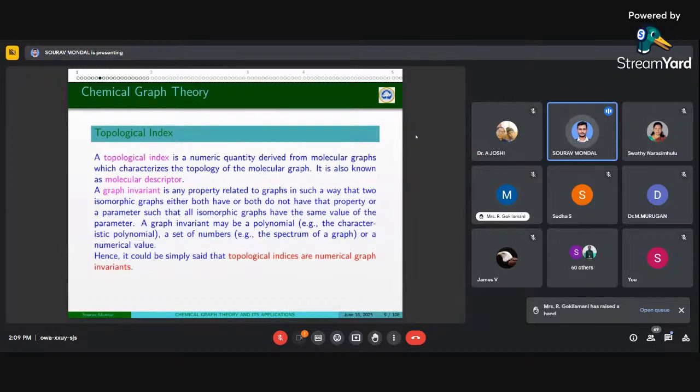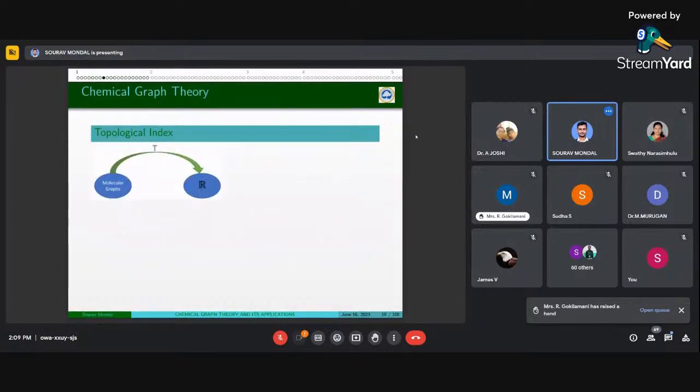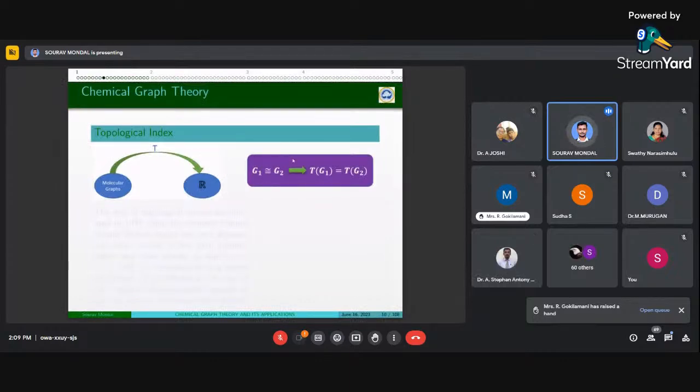So a topological index can be considered as a numerical graph invariant. It can be mathematically thought of as a function from the collection of all molecular graphs to the set of real numbers, such that it remains unchanged under graph isomorphism.